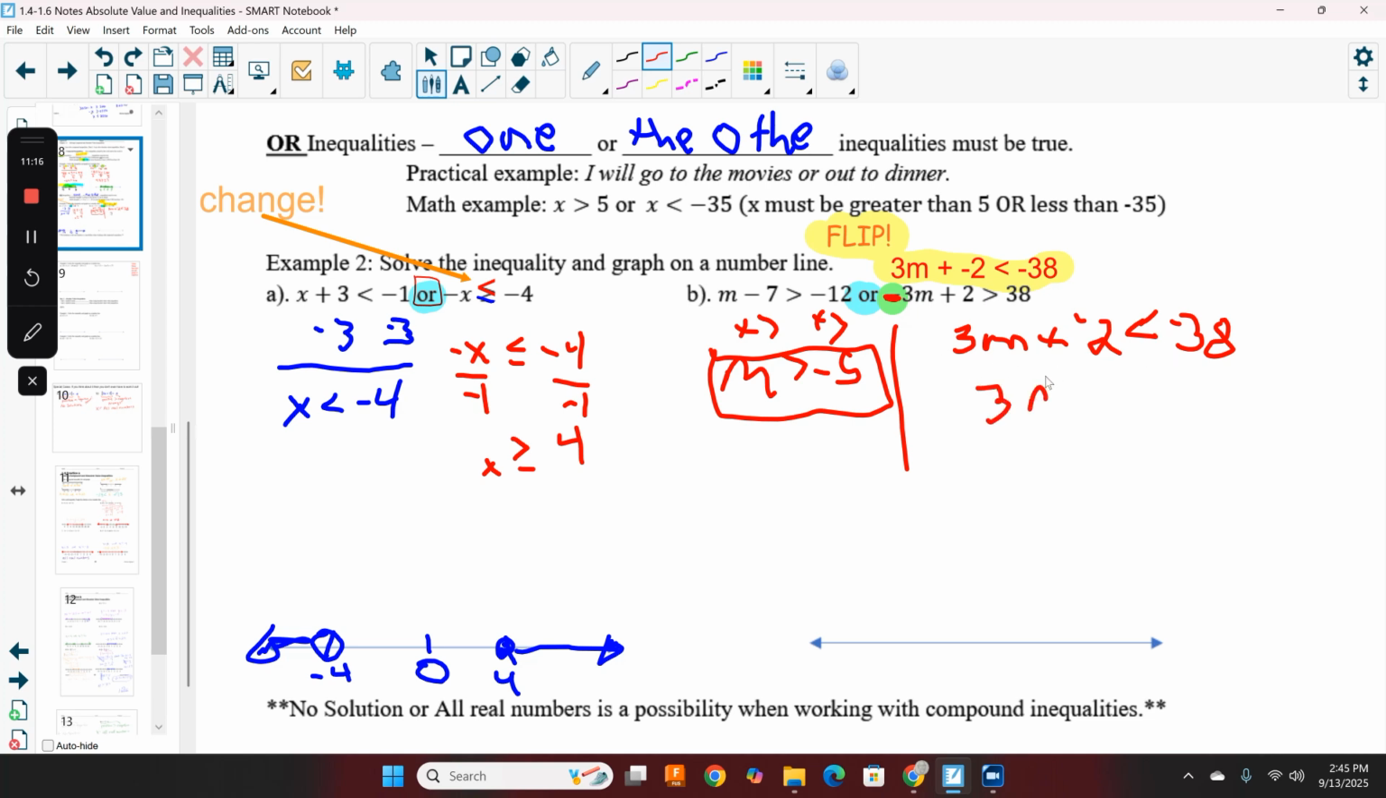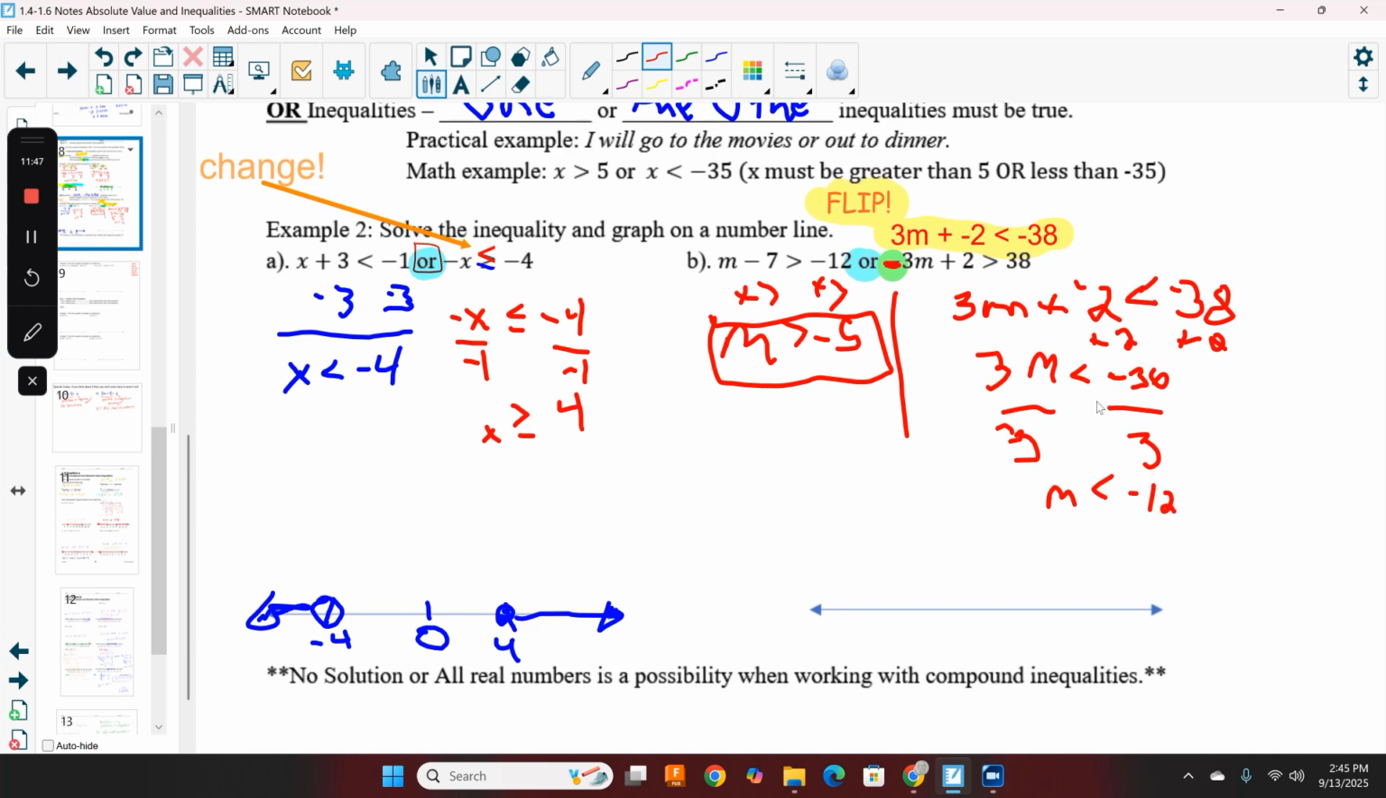3m, let's add 2. We add the 2. 3m is less than negative 36. Okay, divide by 3. And if you divide that by 3, that says m is less than negative 12. Okay, so on this one, let's see what happens. M is greater than 19. So let's think about this. Negative 12 is out here.